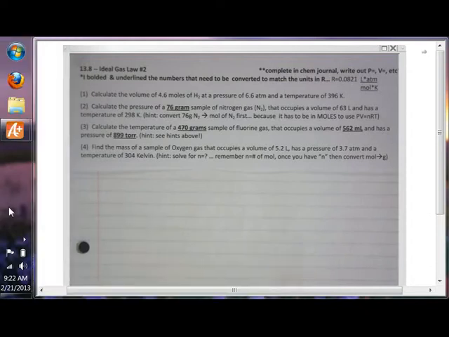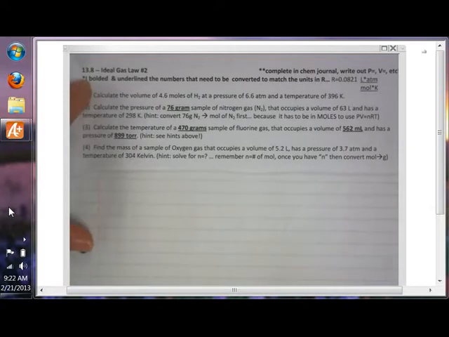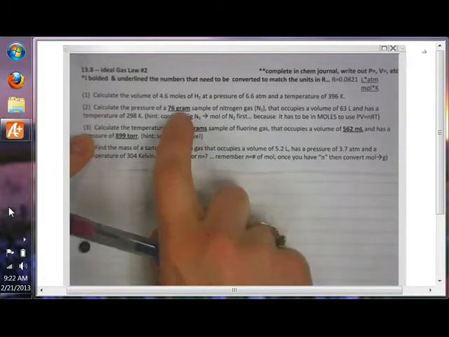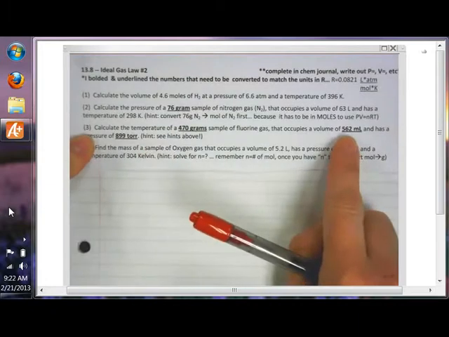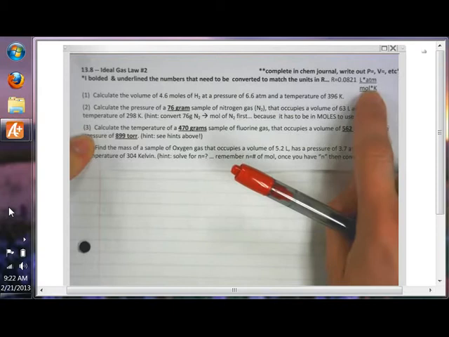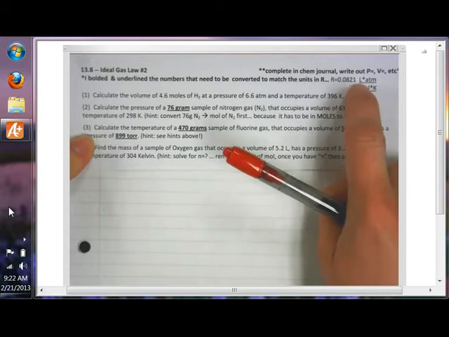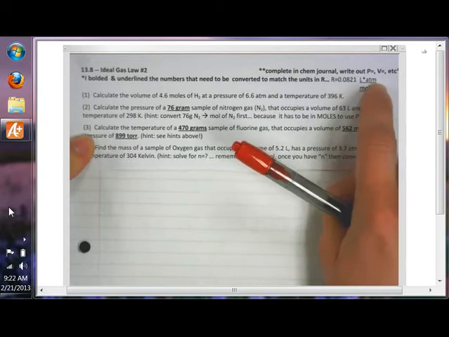So for homework tonight, I've assigned 13.8, and I'm going to go ahead and do number 3 for you right now. Keep in mind that all of the things that I've underlined and bolded are things that you're going to have to convert in order to match this R constant up here. So we're going to have to be in liters, we're going to have to be in ATM, we're going to have to be in moles, and we're going to have to be in Kelvin.